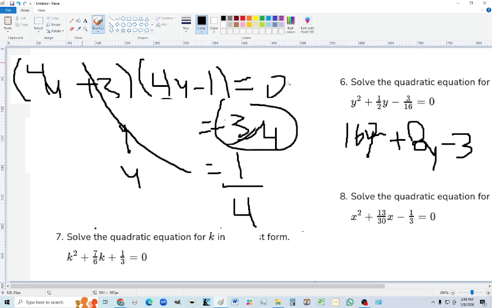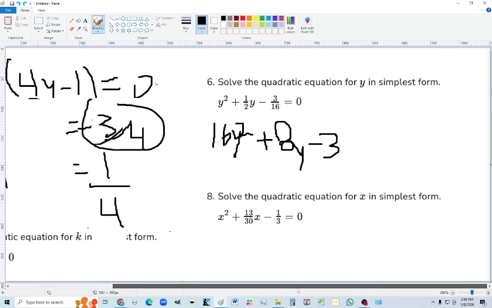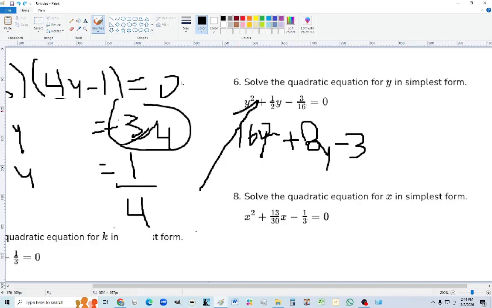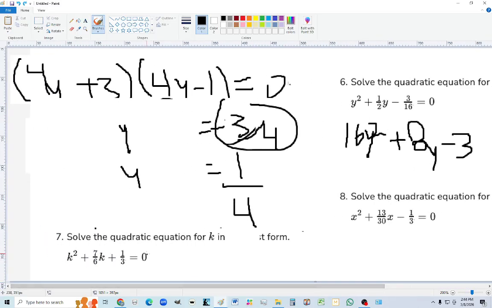If you put it back in the original equation, both answers are valid. In this original equation over here. If your teacher ever asks you to verify, that's what it means. You have to put it back into the equation to check.